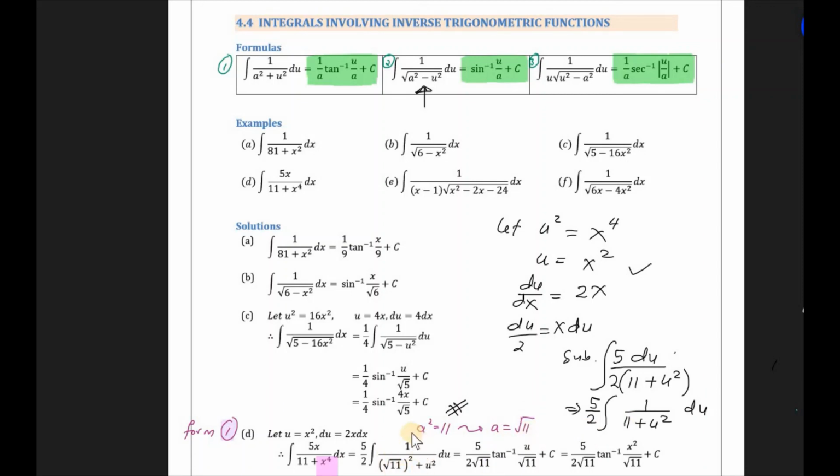After you have got this format in the form of 1 over a squared plus u squared, a is a constant, then you can put the answer. 1 over a just now is square root 11. 5 on 2, we put it outside, constant. And then we have inverse tangent u. What is the u? U is x squared. And over a, is square root 11, as we are replacing it. So you just need to know how to compare, which formula to compare. So let us do more.